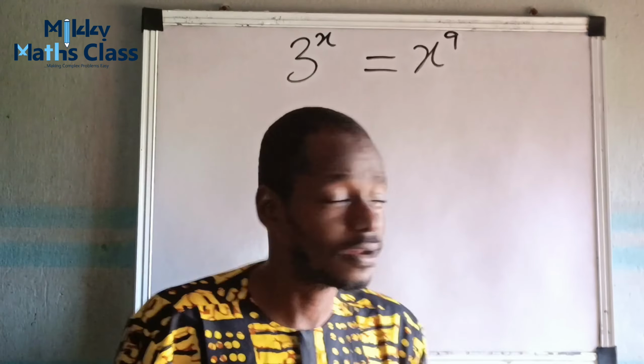Come along, let's see. A beautiful Maths Olympiad question. It says 3 raised to the power x equals x raised to the power of 9, and we should find x. Now, how do we do it?